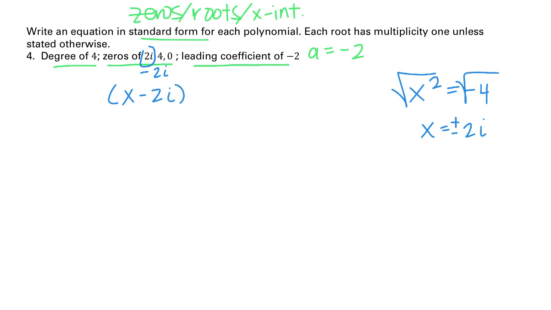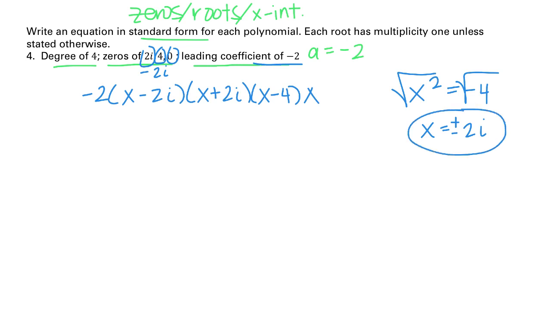And if -2i is a 0, x plus 2i is a factor. If 4 is a 0, x minus 4 is a factor, and if 0 is a 0, then it would just be x minus 0, just x for the other factor. And because it says the leading coefficient is -2, I'm going to throw a -2 in front. Let me go back to this real quick.